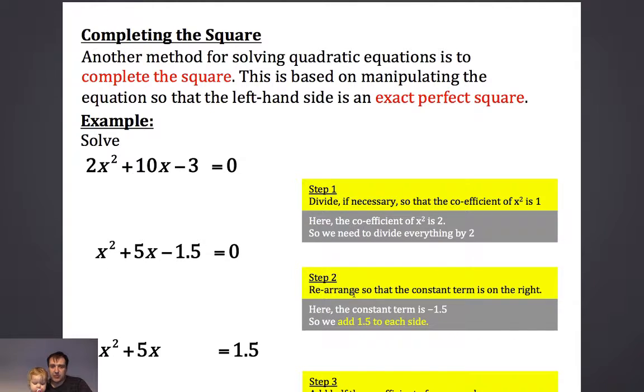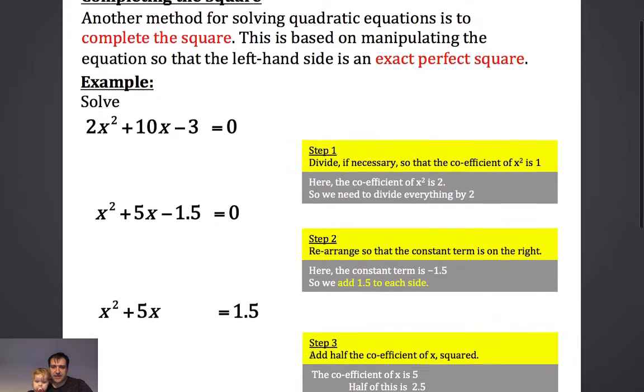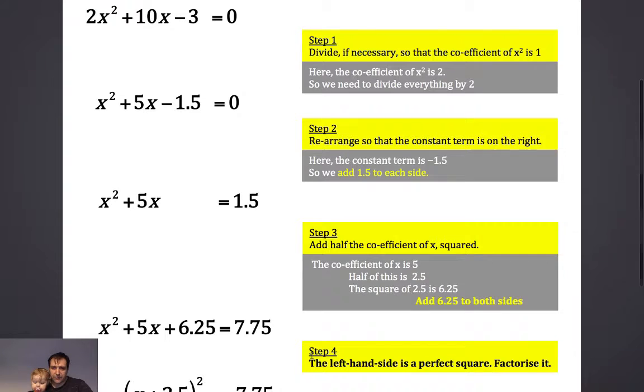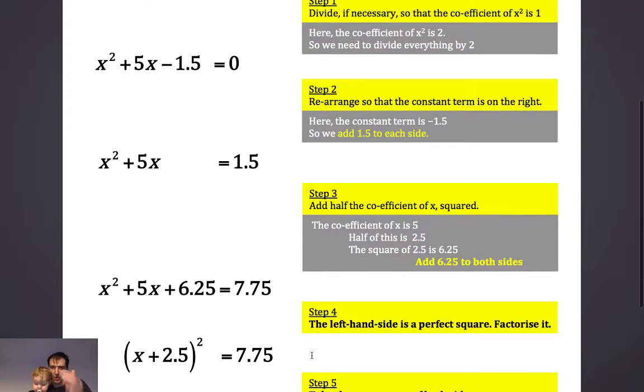So I've divided both sides by whatever it took to get a single x squared term, in this case 2. Right, step 2, rearrange so that the constant term is on the right. At the moment I've got x squared plus 5x minus 1.5 equals 0. And then I've just added the 1.5 to both sides, in this case, to get x squared plus 5x equals 1.5. That's all about getting all of the x's on one side and all of the regular numbers on the other side. Step 3, add half the coefficient of x, squared.